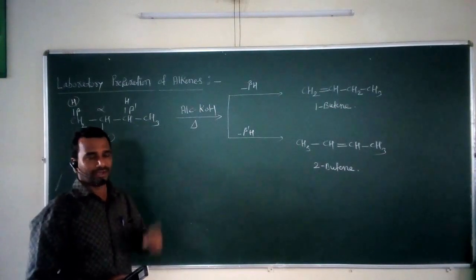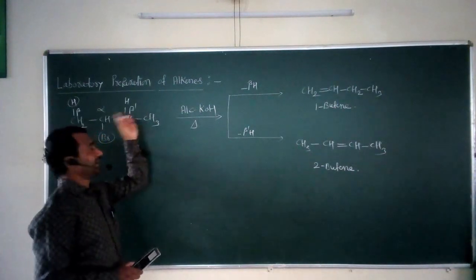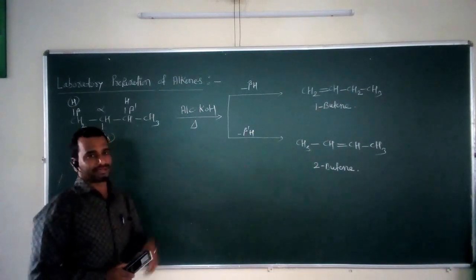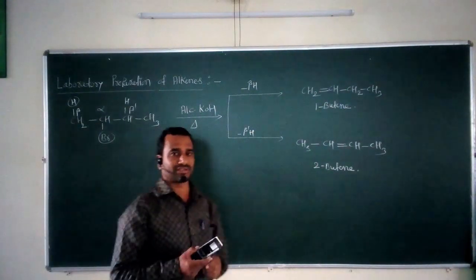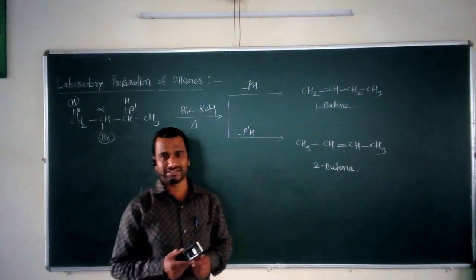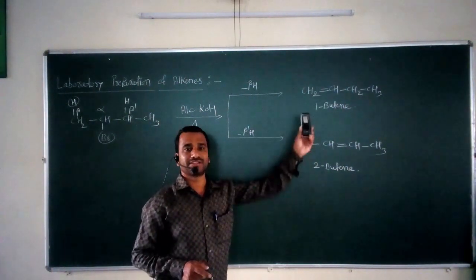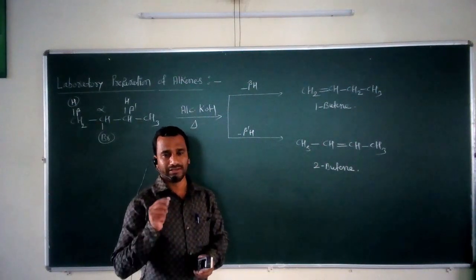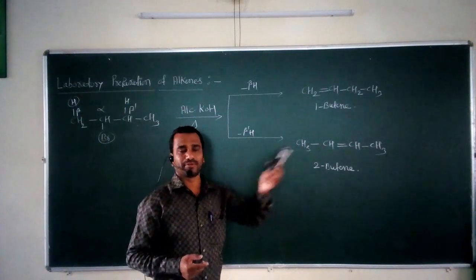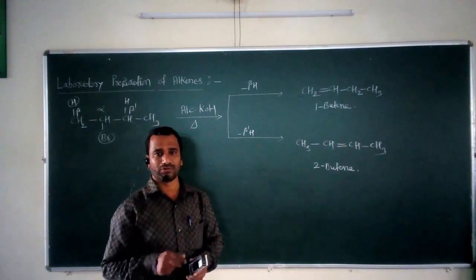Now why is this so? This is due to the two different types of beta hydrogens present in the same reactant molecule, so two different types of products can be obtained. Now the next interesting fact is that whenever such a mixture of products is obtained, the question arises which product is major and which product is minor. So that we have to decide now.